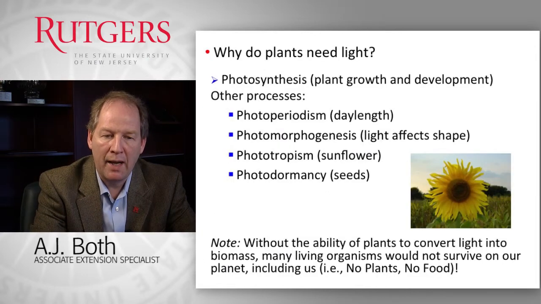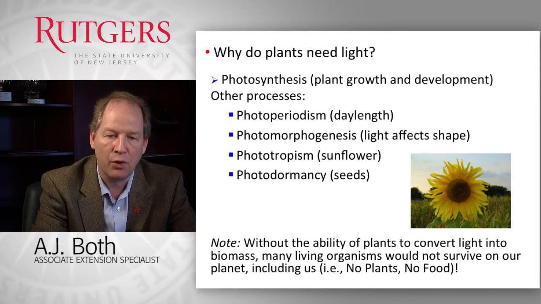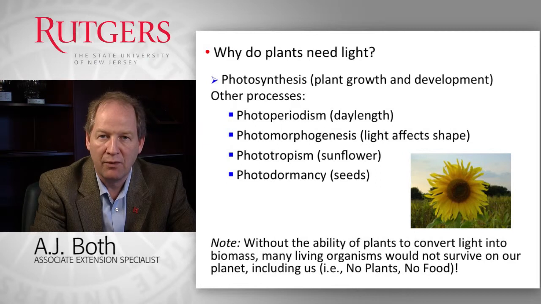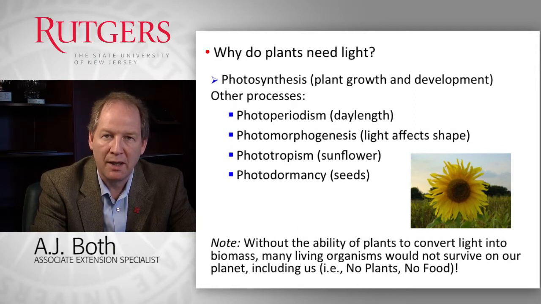So when we think about plant growth, we have to ask ourselves, well, what do plants need light for, or what do they do with light? Well, obviously plants need light for photosynthesis, the growth and development of plants. But there are other processes as well that are regulated by light. Plants can sense day length, or the length of the nighttime. We call that photoperiodism, and that is a signaling process that typically involves the start of flowering or the delay of flowering of plants.